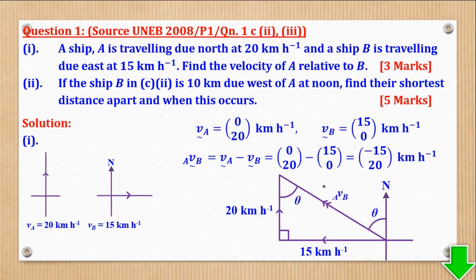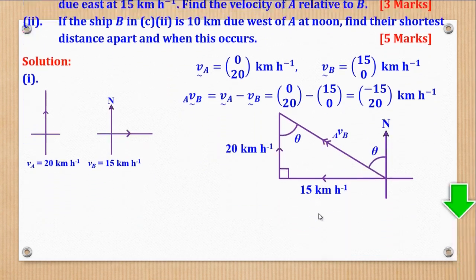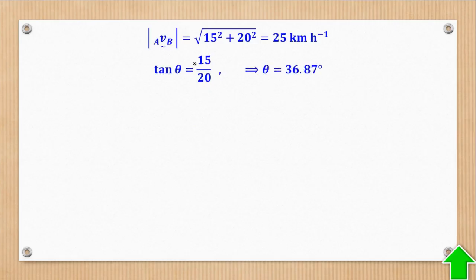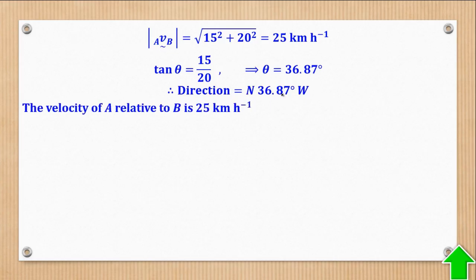So by Pythagoras theorem, we can get the value of theta. So the magnitude is that, Pythagoras theorem, then SOHCAHTOA, we get the value of theta. Therefore the direction is north, 36.87 degrees west. That is Roman 1. Then Roman 2.